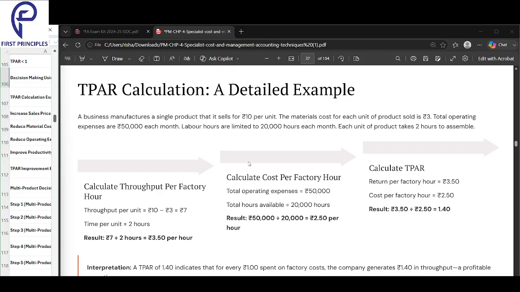A business manufactures a single product that it sells for 10 per unit. So the selling price is 10, the revenue is 10, and the variable material cost is 3. So can I say my throughput is 7? Yes, selling price minus your direct material cost.